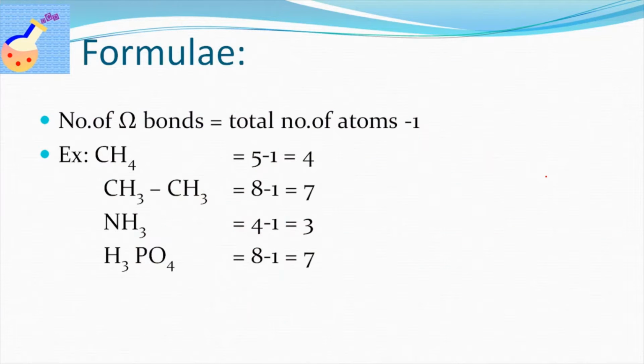Right? Starting from the first formula, that is the number of sigma bonds is equal to total number of atoms minus 1. So how many atoms in methane? 5 atoms. So 5 minus 1, 4. See how simple it is. And for ethane, total atoms are 8. 8 minus 1, 7. And you need to note 2 points here.